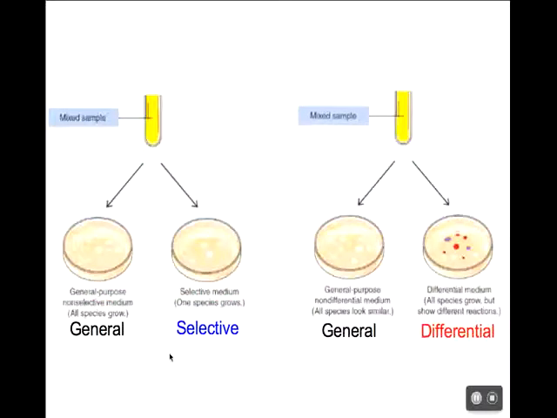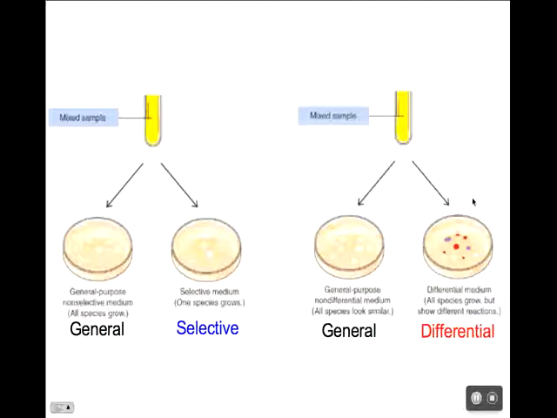Let's look at an example of how this works. Let's imagine on the left-hand side here is where we'll start. On the left-hand side, we have a mixed sample with several different kinds of microbes in it. It's a mixed culture. If we were to put that mixed sample onto general purpose media, then we would see everybody grows, right? General purpose, everybody grows. If we were to put that mixed sample onto selective media, only certain microbes would grow. Only the one type of microbe would grow. So we could select for the organism we wanted.